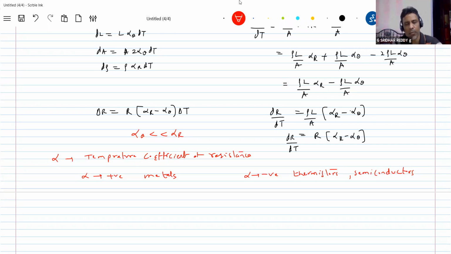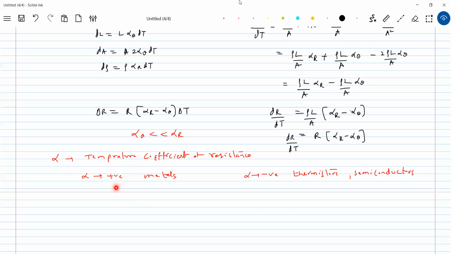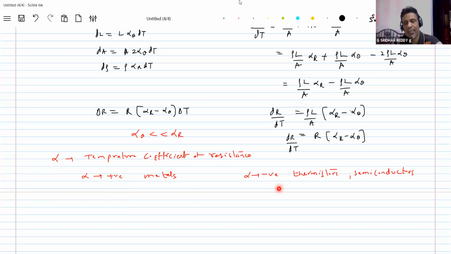Why is alpha positive? Any reason we can give? As you raise the temperature, what will happen? The collision of the drifting electrons with the atoms will increase. Because of more number of collisions, more resistance is applied to the flow of charge. That's why the resistance increases. Therefore, the alpha is positive. Even a semiconductor is like a metal in some sense, but we call it a semiconductor rather than a conductor, like germanium.